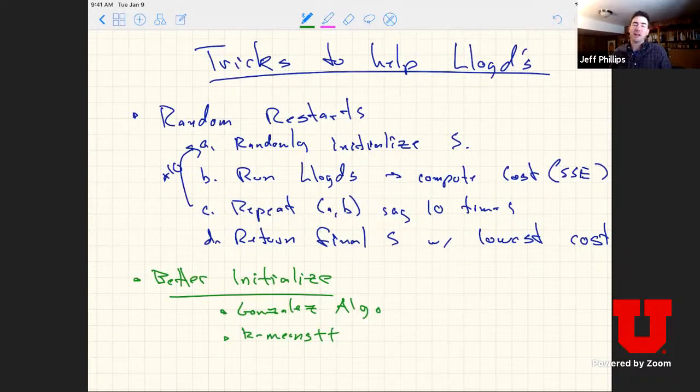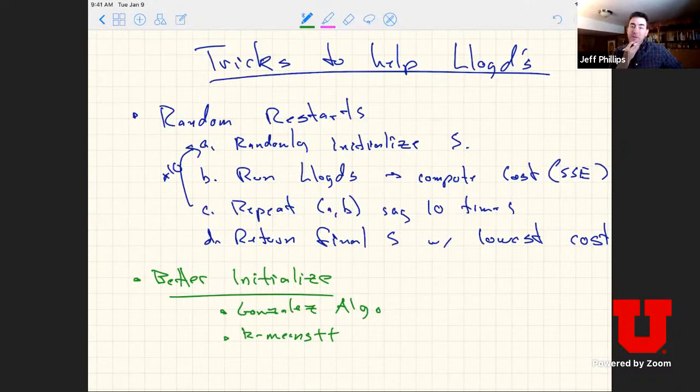You might repeat it like 5 to 8 times. And I think if you run kMeans in a lot of different libraries, depending on which library you use, they will initialize with kMeans++, run a few times, and give you the best answer. Some combination of this.